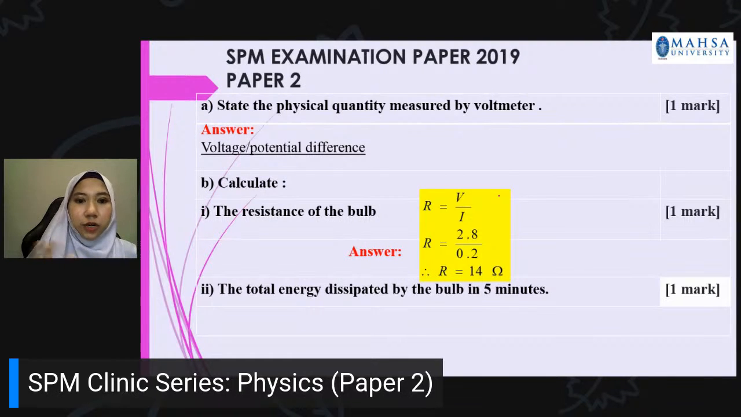But for this problem, you are given the value of your battery, which is 2.8, and then you have your current flowing in your circuit, which is 0.2. Then substitute into your formula, R equal to V divided by current, and you've got the value of the resistance of the bulb, which is 14 ohm.